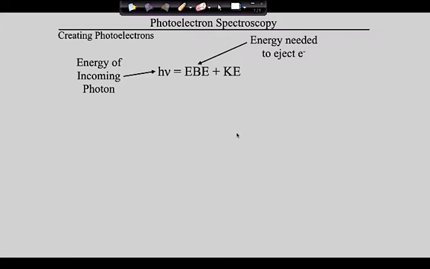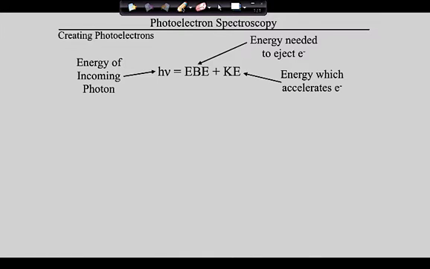And then guys, any energy that's left over. So this is energy in, this is energy used up. Any additional energy that is present from the incoming photon then goes to accelerate the electron out of the nucleus, or out of the orbit, if you will, of the atom.